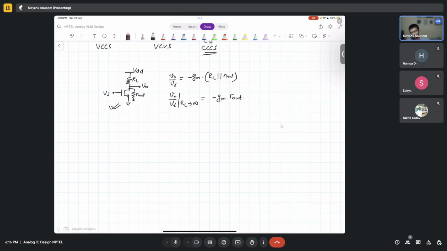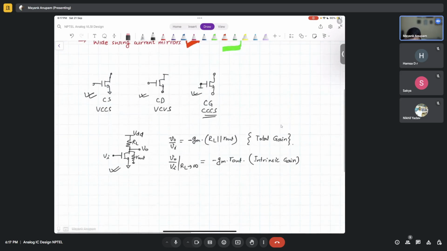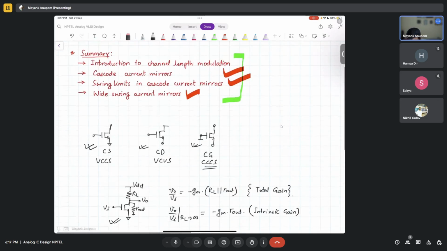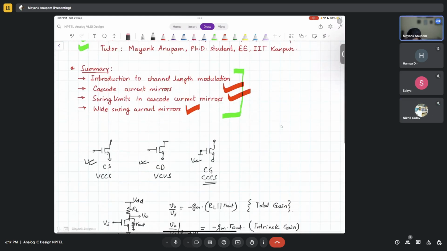So this is the difference between intrinsic and total gain. This is the intrinsic gain, and this is the total gain. Okay. So anything else? No. Good. Fine.